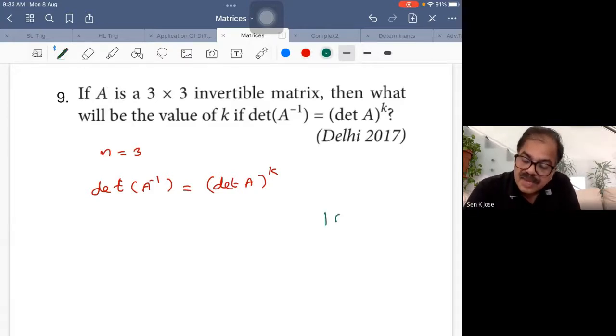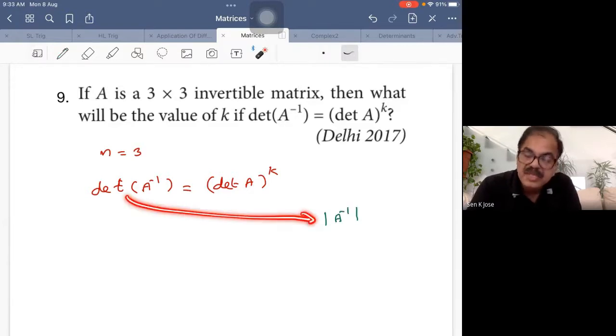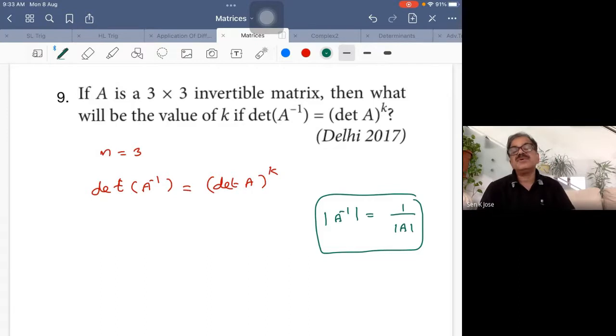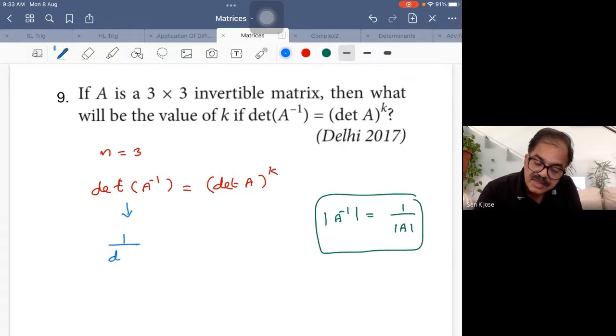So I'm going to write the result which we need here. Determinant of A inverse. That's what they are saying. The left-hand side, determinant of A inverse. Use the symbol. That's it. Determinant of A inverse is equal to 1 by determinant A. That's a result. So what I'm going to do is I'm going to work on this question. So determinant of A inverse is what I know, 1 by determinant A.